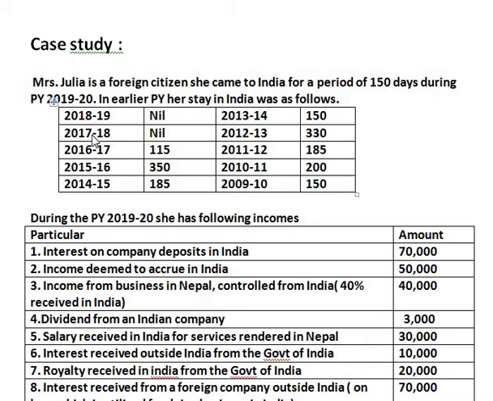During 2017-18, she has not stayed in India. That is the reason the number of days of stay of Mrs. Julia is nil. In the year 16-17, she has stayed for 115 days. In the year 2015-16, for 350 days. In the year 14-15, 185 days. 13-14, 150 days. 12-13, 330 days. 2011-12, 185 days, 2010-11, 200 days, and 2009-10, 150 days.